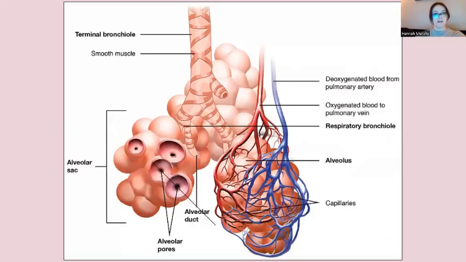And here I have a little closer look at the alveoli, and that is actually the functional part of the lung. That's where the gas exchange between the inhaled air and the blood through the pulmonary circuit takes place. This is at the end of the bronchial tree.